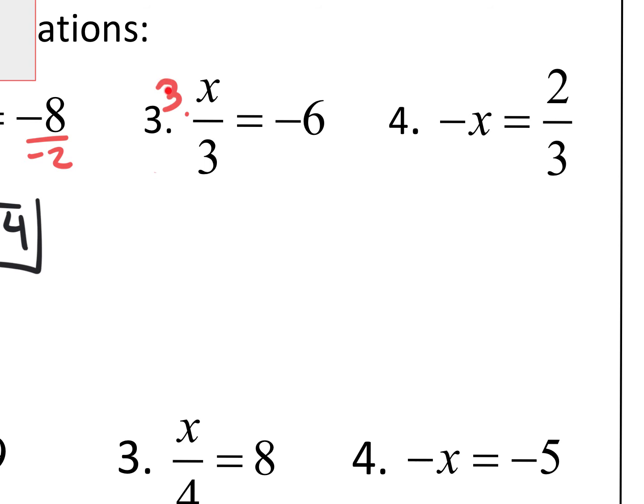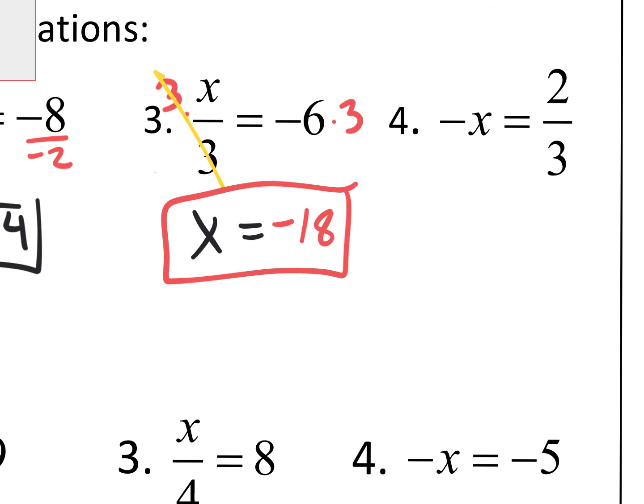Why? Because 3 over 3 is really 3 over 3, which is 1. That's why it cancels out. Okay, so 3 over 3 cancels out. We have the x left. Don't forget, what you do to one side, do to the other. So we also need to multiply by 3 over here, and that'll give me a negative 18. So x equals negative 18.